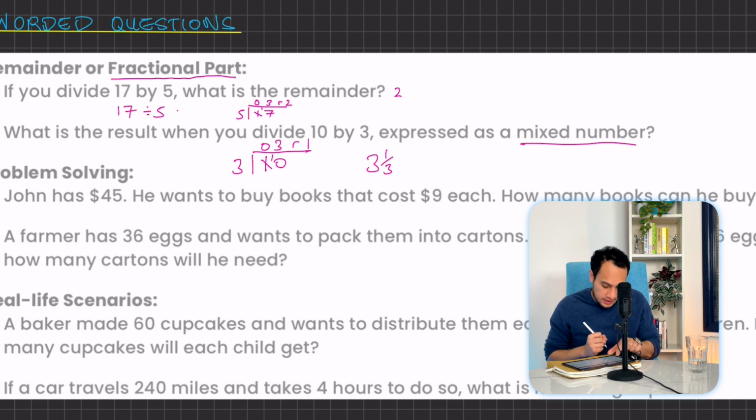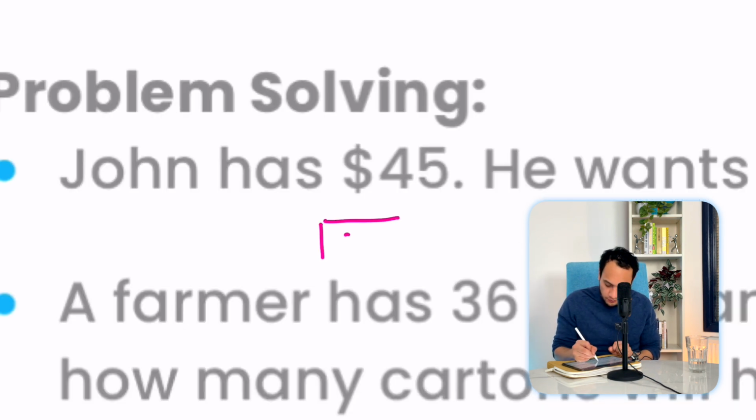Let's look at the next one here. So this one's got a bit more problem solving, so it's got a context. John has $45. He wants to buy books that cost $9 each. How many books can he buy? So if we know our multiplications well enough, 9 into 45 goes 5 times. So we'll instantly know that he can buy 5 books. But let's do it as a division problem. We're going to put 45 under the bus stop, like that, because that's the total being divided.